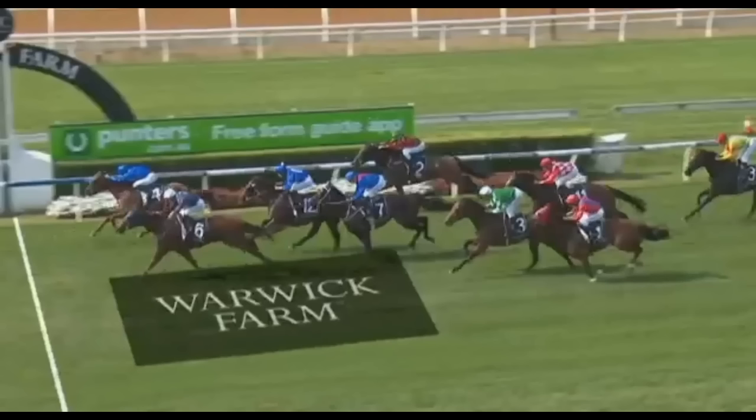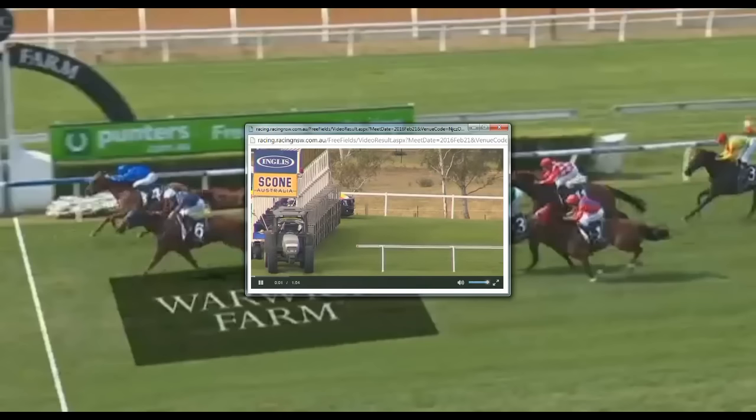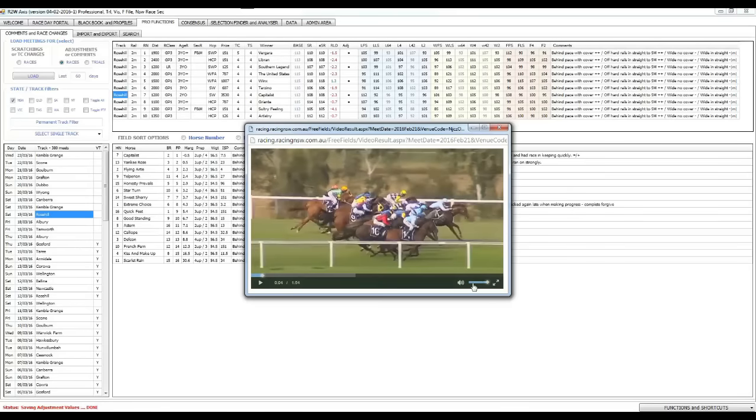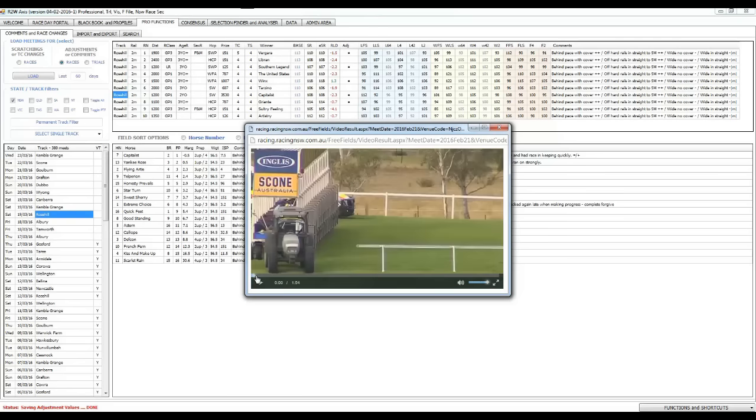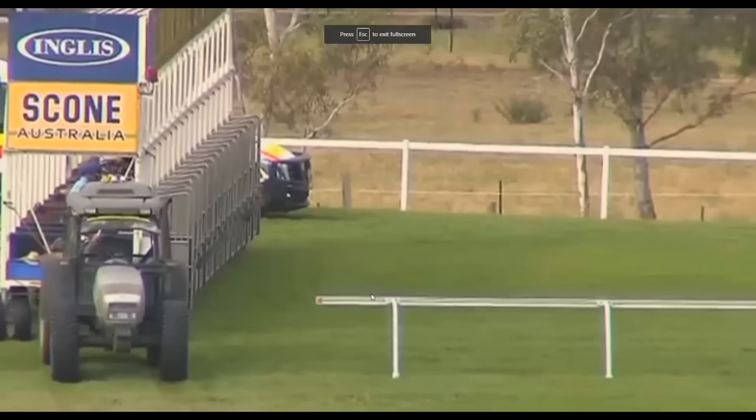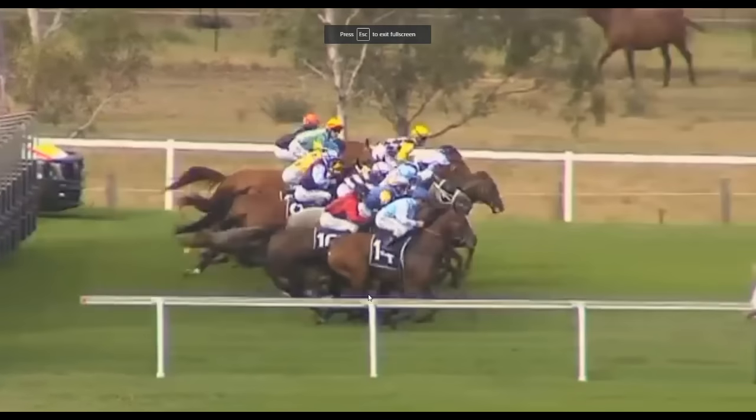So that's that race. The last I want to show is Clearly Innocent at Scone. Two starts back, it's since won again, and it's a short price favourite for the country championship final. There they go. They're off and racing now.